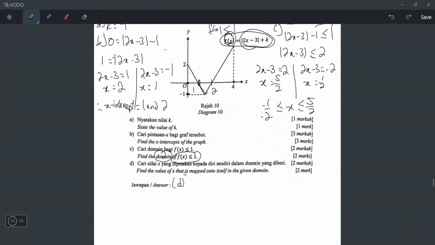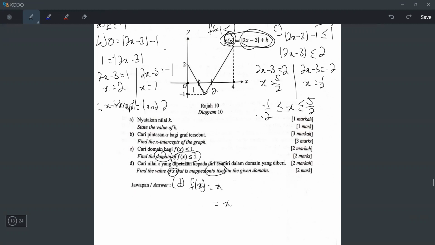D says, find the value of x that is mapped onto itself in the given domain. Find the value of x that maps onto itself means the object and image are the same. Means f(x) equals x. Or you can also say x equals f(x).